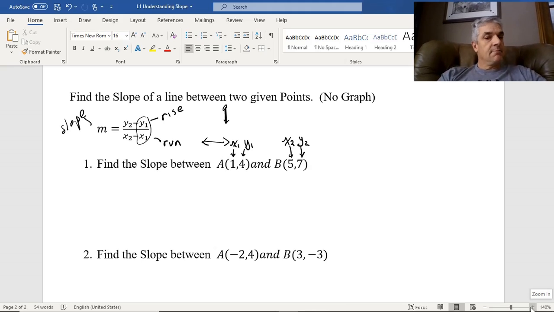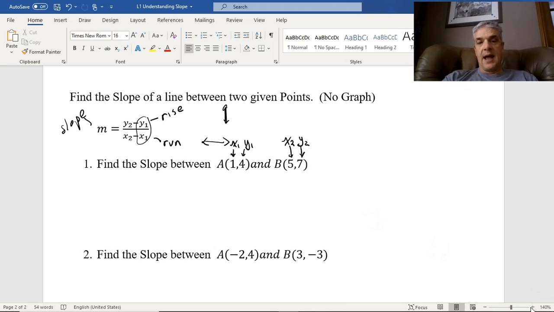That can be done. It doesn't matter, but it's important that you don't switch one of the x's and not the y that corresponds with it. You can't call this x1 and this y2. That's just not right. You can't do that. They associate together because they are part of the point together.